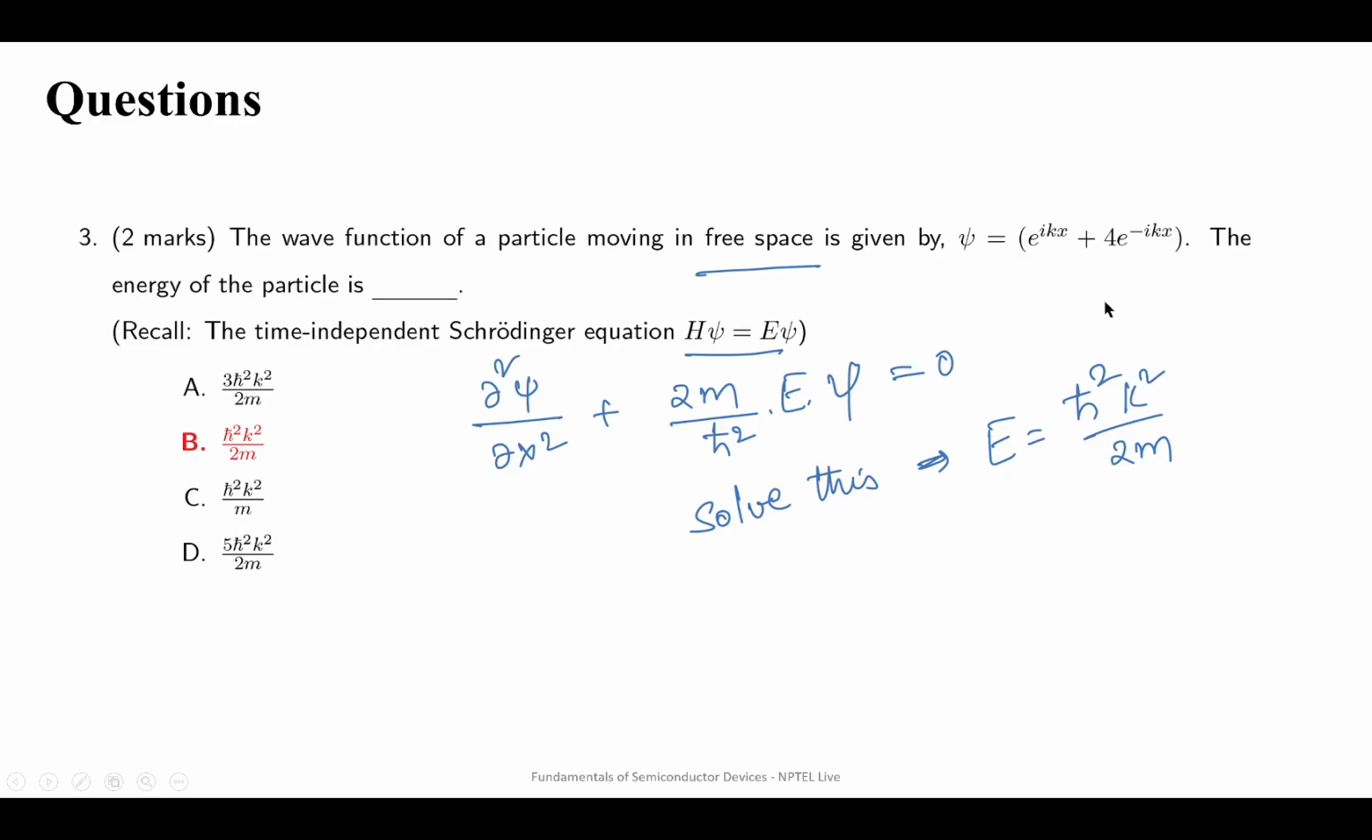When you put ψ here and solve for this term, the answer you get is minus k²ψ, and then you can cancel out ψ and solve for E in terms of k². So you get E equals ħ²k² by 2m, and that is the correct option.